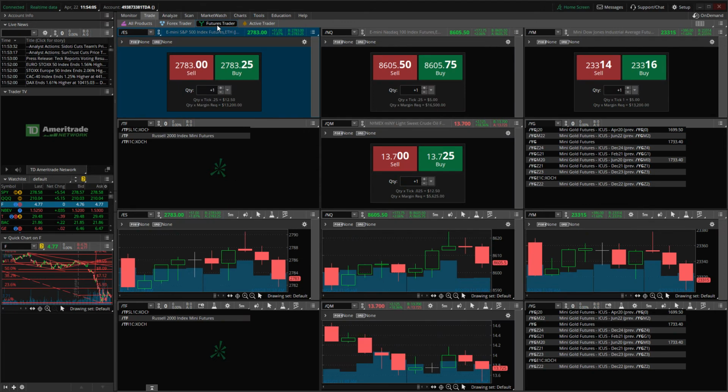Next, we have futures. So this is useful for a number of reasons. The first reason, obviously, if you're looking to trade futures on Thinkorswim, this is how you do it. Click on Futures Trader, and it brings up many of the futures markets. We have the S&P Mini futures, we have the NASDAQ, we have natural gas, we have gold futures. Any of these futures you're able to trade.